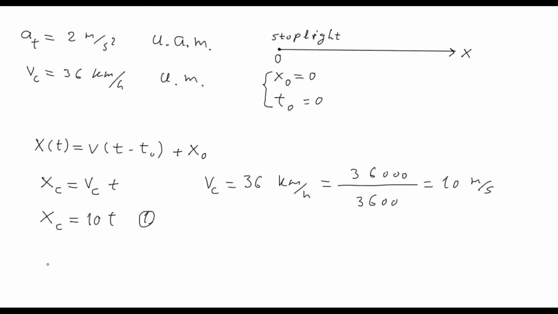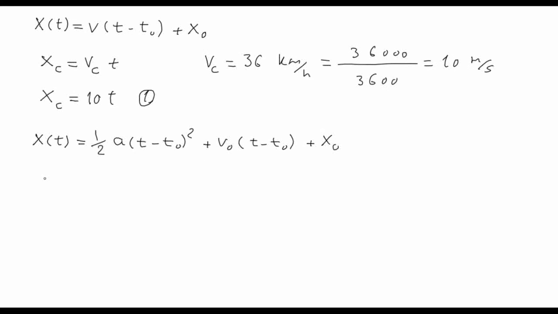When an object is in uniformly accelerated motion in one dimension, its position can be found from this relation in terms of time. x of t is equal to 1/2 a times (t minus t_0) squared plus v_0 times (t minus t_0) plus x_0.